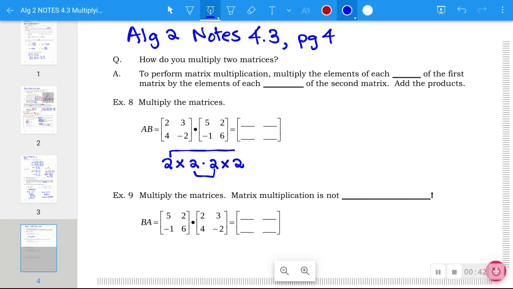Furthermore, the outside pair gives you the size of your answer. We need a 2-row by 2-column matrix. I've got one set up here, but I'm actually going to redo this a little differently in a second.